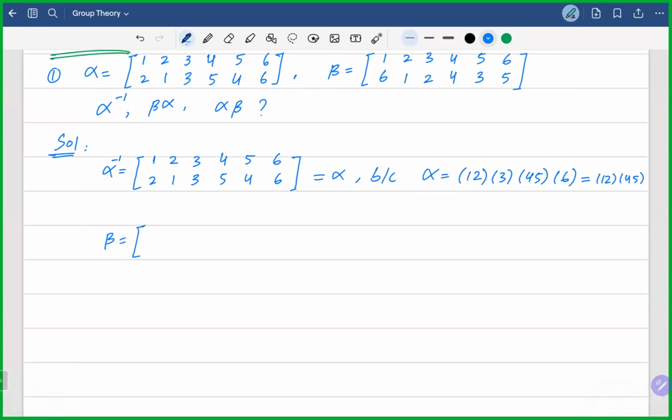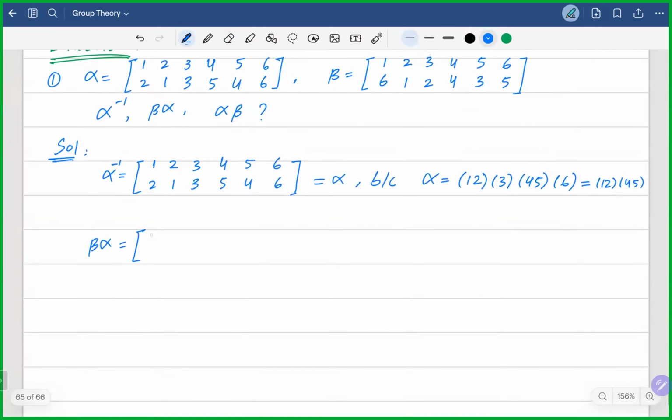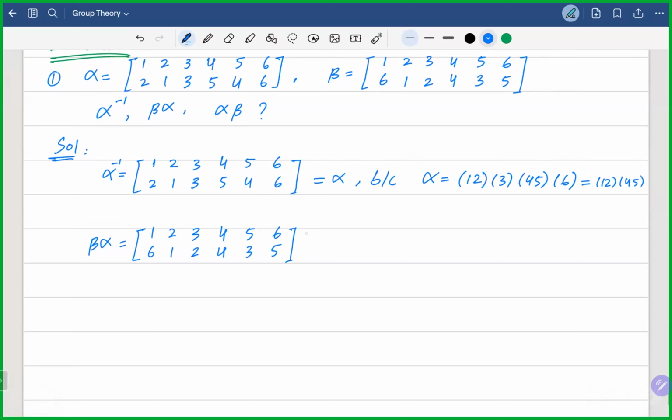Now beta. If you see, it's not a 2 cycle. So for beta, we don't actually need to find the inverse, but we need to find the product of beta alpha. Okay. And the product of beta alpha we can find by writing beta first. 1 goes to 6, 2 goes to 1, 3 goes to 2, 4 is fixed, 5 goes to 3, 6 goes to 5. And then we write alpha, which is 1 goes to 2, 2 goes to 1, 3 is fixed, 4 is going to 5, 5 goes to 4, 6 is fixed.